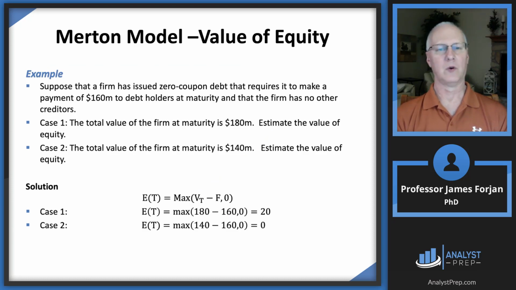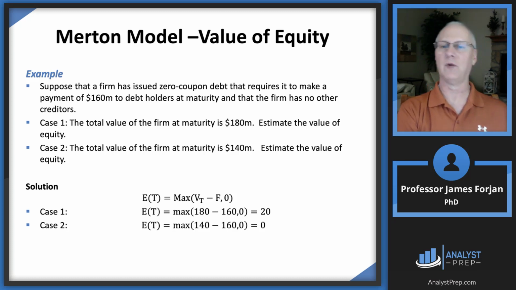Let's take another quick example here. Suppose that a firm has zero coupon debt and requires it to make a payment of $160 million to the bondholders, no other creditors. Let's take a look at two cases here. Case one, the total value of the firm at maturity is $180 million. This relates to that CDO in the first example. Estimate the value of the equity.